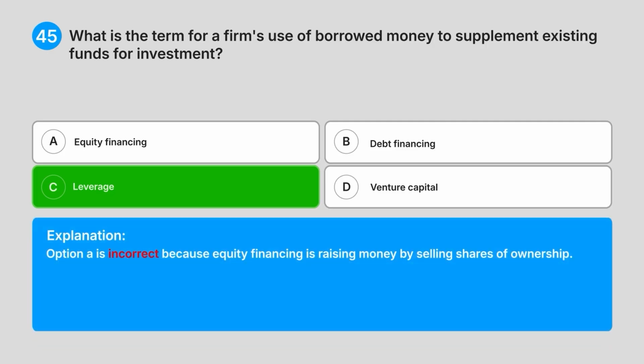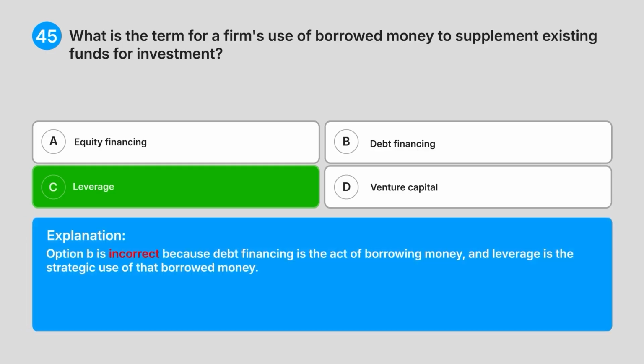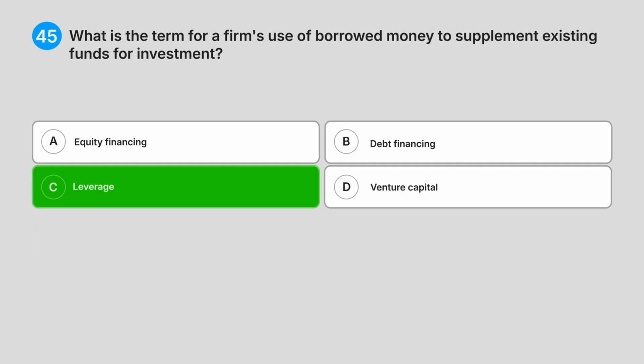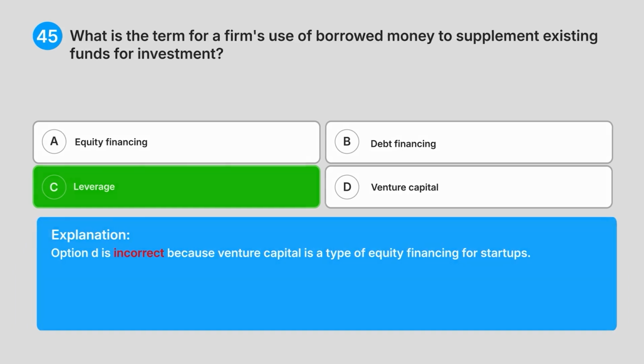Option A is incorrect because equity financing is raising money by selling shares of ownership. Option B is incorrect because debt financing is the act of borrowing money and leverage is the strategic use of that borrowed money. Option D is incorrect because venture capital is a type of equity financing for startups.